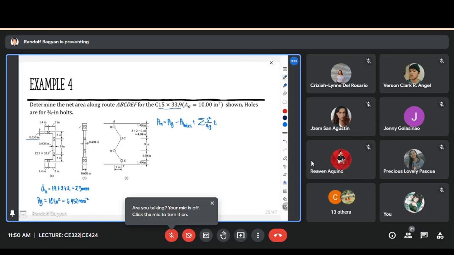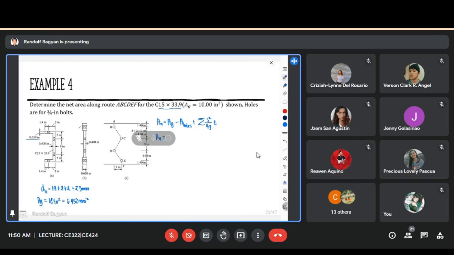Okay, this. Our net area is equal to our gross area, that's 6,450, minus the area of the holes. How many holes are there? 1, 2, 3, 4 bolts. But the top is different from the bottom. So we have 2 times the diameter of the hole, 23, multiplied by the thickness of the flanges, that is 0.65 inch, or what is this in mm? 0.65 times 25.4, that's 16.5 mm.